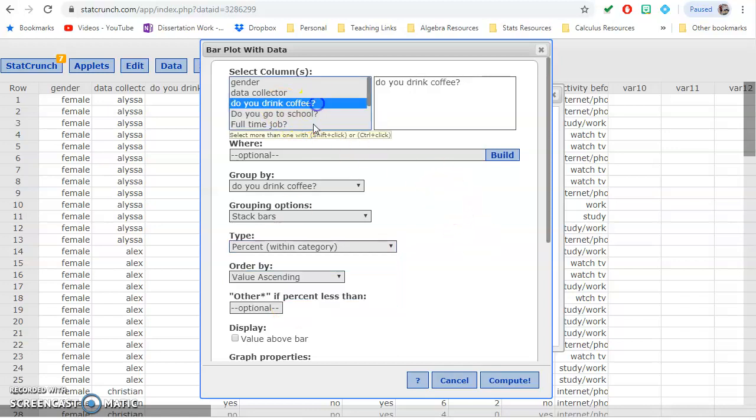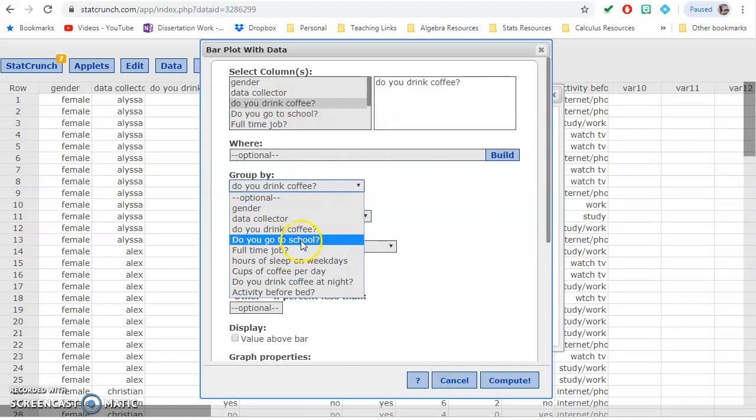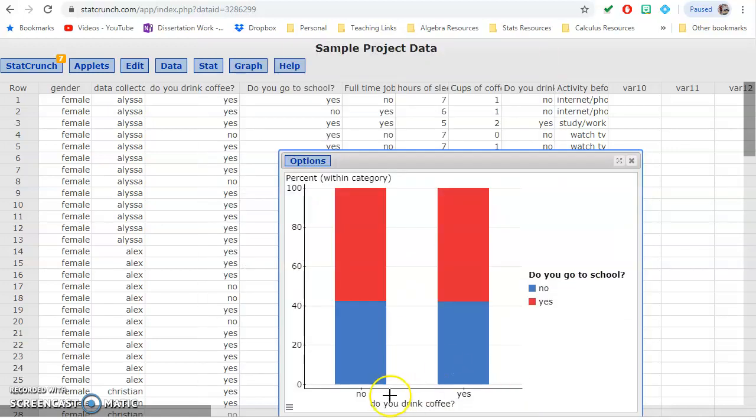And you may have to play around with which of these two things you should do, which one answers the question. Now it's of the coffee drinkers going to school or not. It really depends on which one you think is more interesting. So that's it. That's your display for two categorical variables.